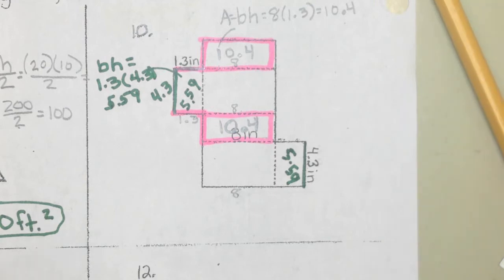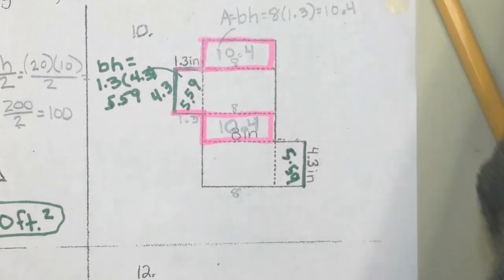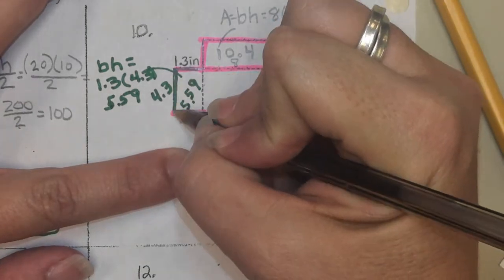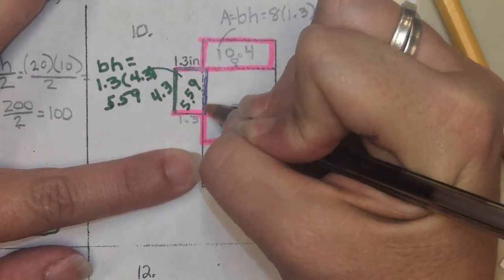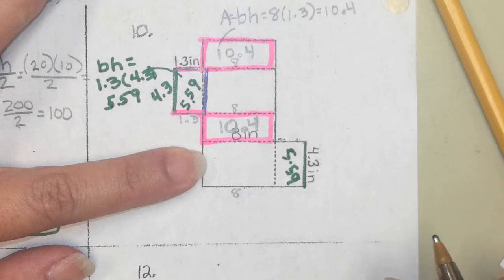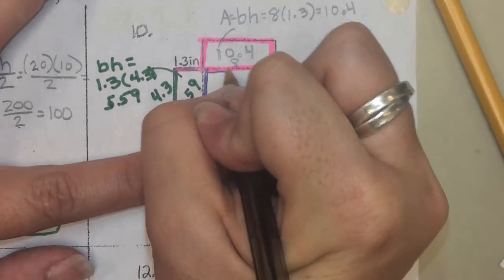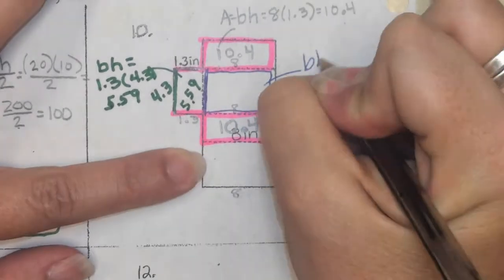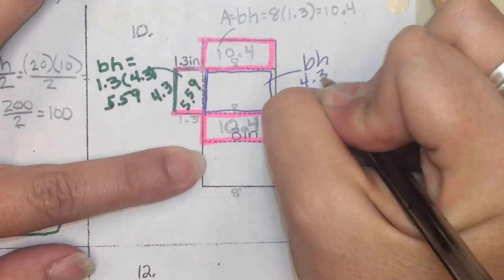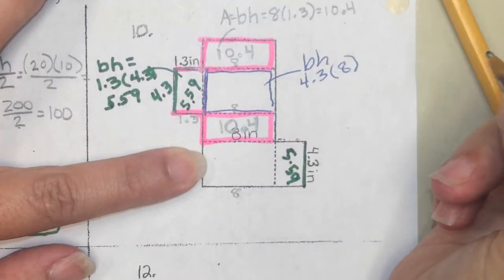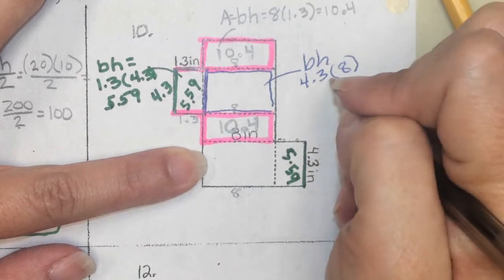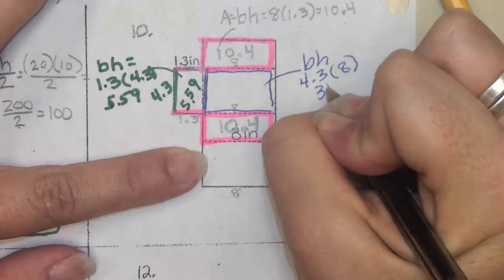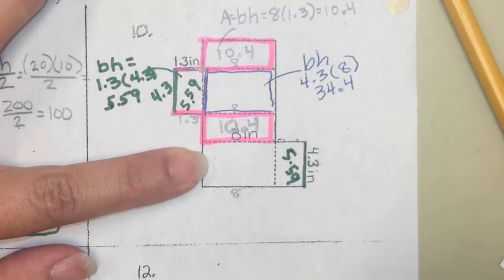Okay, the next part, let's do this one. Right here you said it was 4.3, so that means this wall is also 4.3. That means this box is 4.3 times 8. And I know I've got them flip-flopped, but that's okay. That would be 34.4.